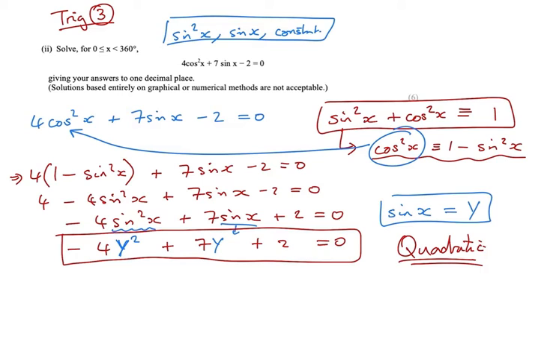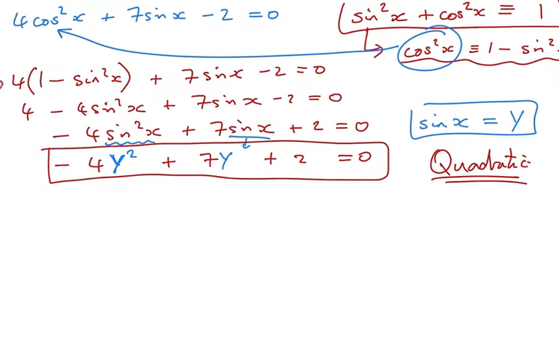And now, I hope that you can spot that this thing is a quadratic. So what we've done is we've got a quadratic in sine of x, and we've changed the variable so it looks a bit more familiar to us. And now we just need to solve this thing. We know how to do this.